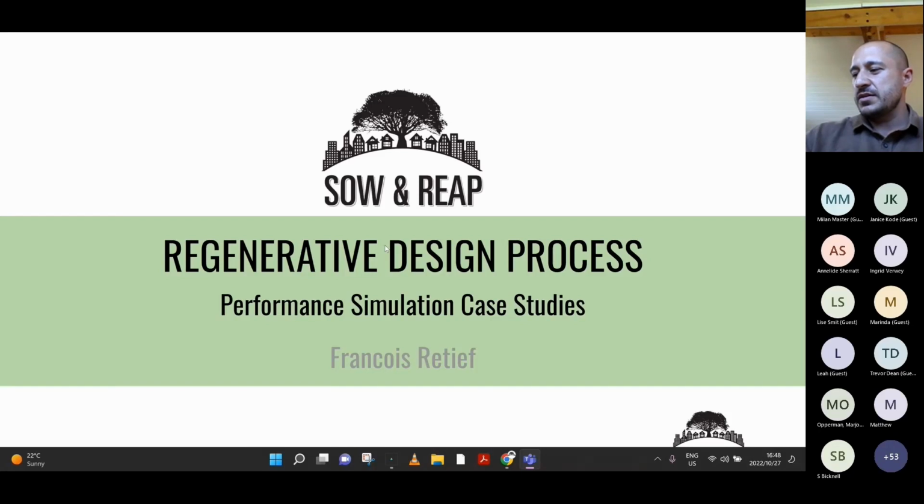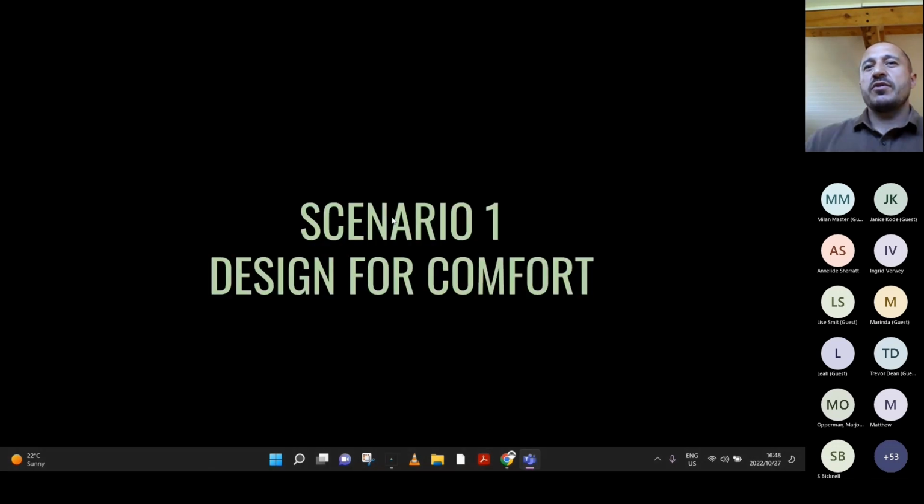So Marloes has asked me to talk a little bit about how this actually plays out on projects. So the first scenario, I thought I'd look at design for comfort. As we were saying, what is the goal here? And the goal is not to have an energy efficient building. Your goal is to have a comfortable space for humans. That's why we build the building in the first place. And then in order to achieve that goal, how do we do it in a regenerative way?